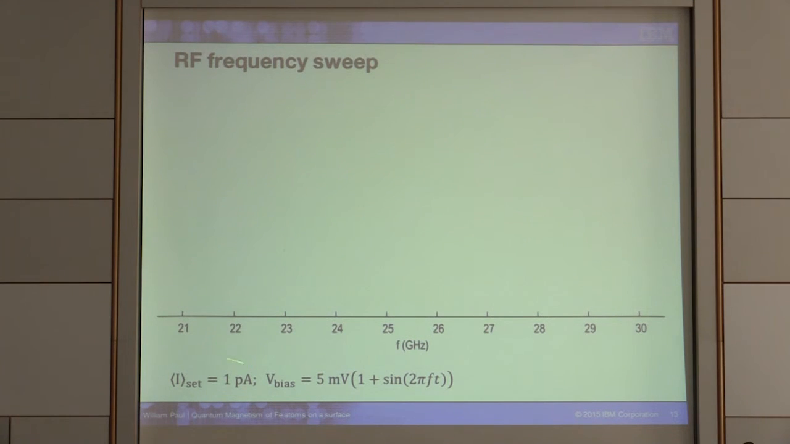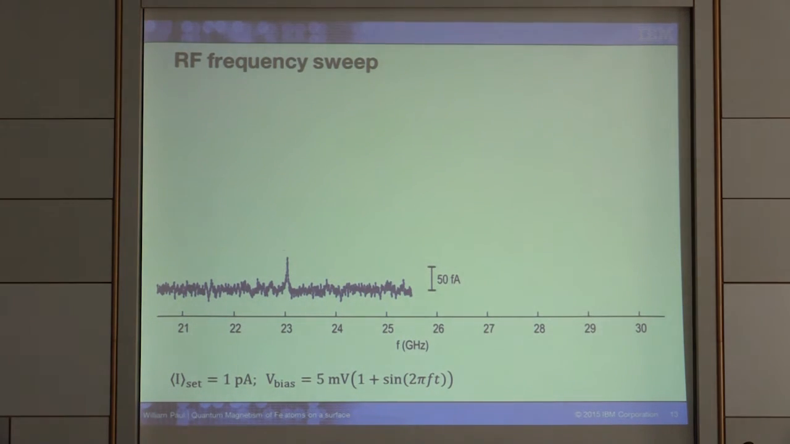Okay, so we put a picoamp DC tunnel current set point, and we apply a DC bias of 5 millivolts along with a constant amplitude oscillatory bias between 20 and 30 gigahertz. And we measure the DC tunnel current as a function of this RF bias sweep. We see that at this particular field we get one peak where the tunnel current changes by about 70 femtoamps from the 1 picoamp set point.